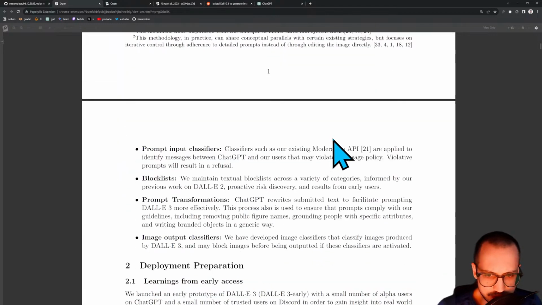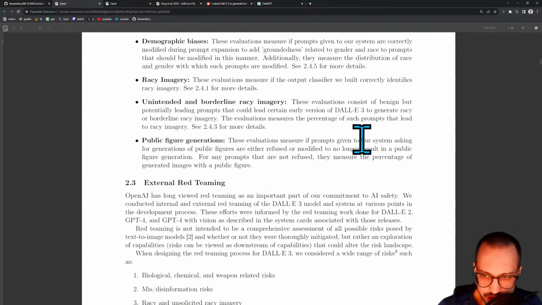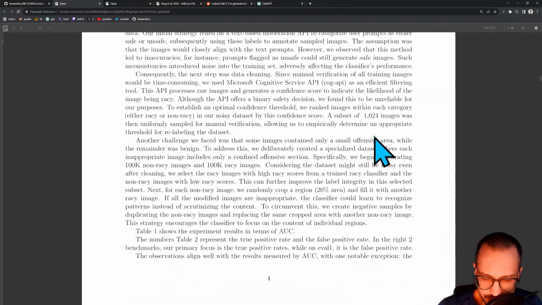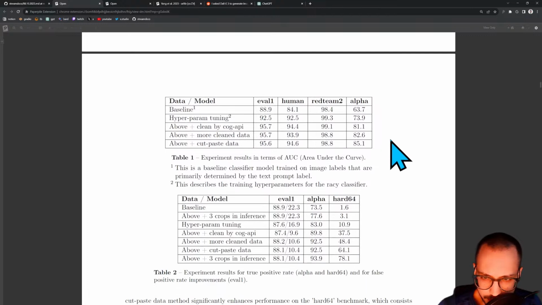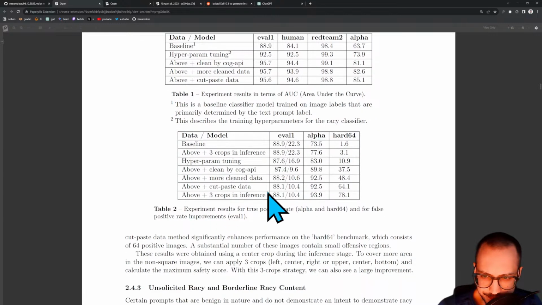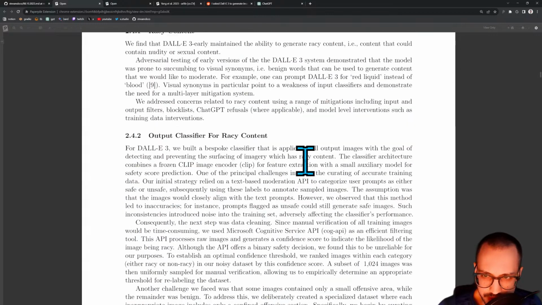And obviously it's a successor to DALL-E 2. So let's scroll down to the first figure, which is this table. Experiment results of area under the curve. This is a way to measure image detection performance. It's a baseline classifier model trained on image labels that are primarily determined. Human red team alpha. True positive rate and false positive rate. I don't exactly even know what they're showing here.